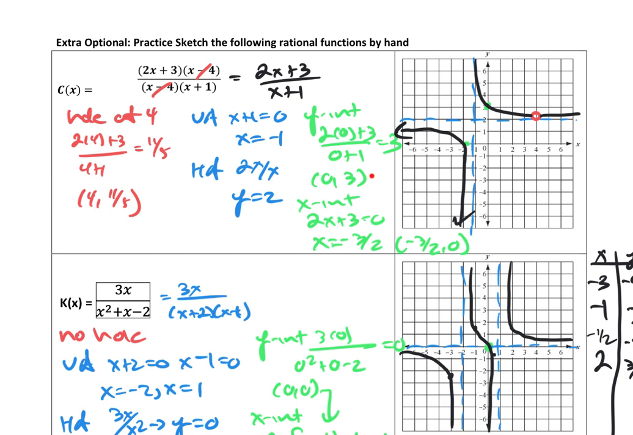And for my x-intercept, I set the numerator equal to 0, and I solved and I got negative 3 over 2, so I had the point (-3/2, 0).